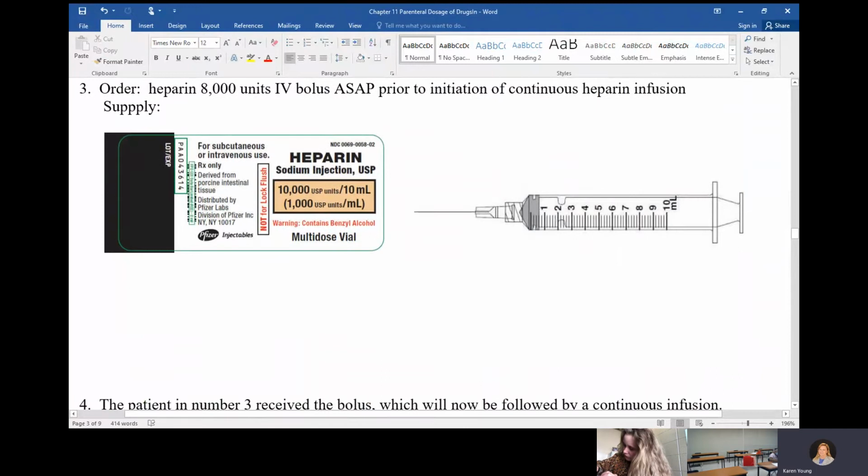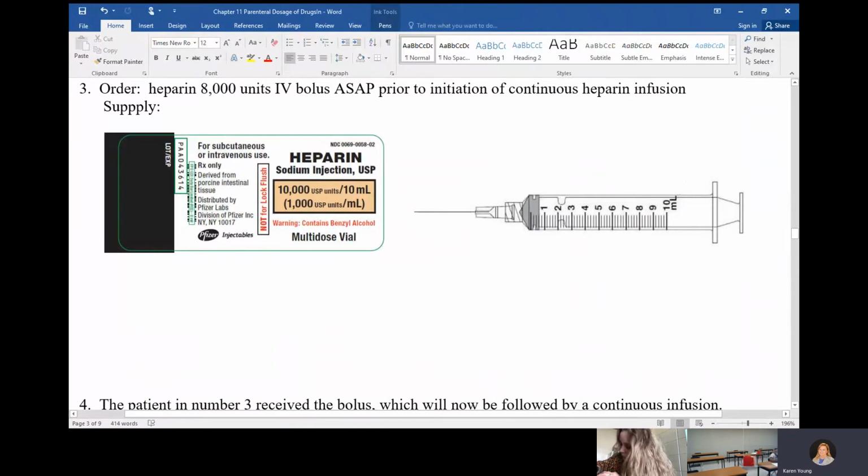So this one says heparin 8,000 units IV bolus ASAP. That means we're giving the 8,000 units at one time, prior to initiation of a continuous heparin infusion. So we're going to give the 8,000 units, and later on we're going to start the IV infusion. We'll talk more about the IV bolus and the infusion later on. So we're going to ask right now, how many milliliters will I give to give this 8,000 units?